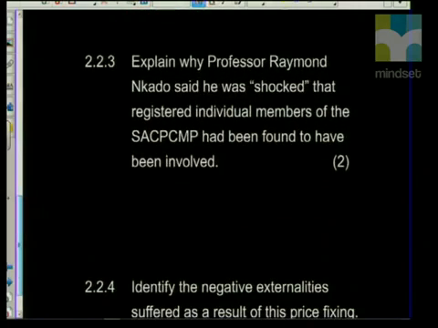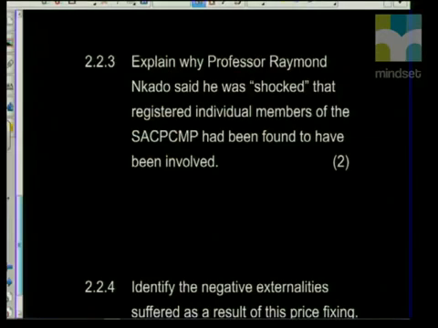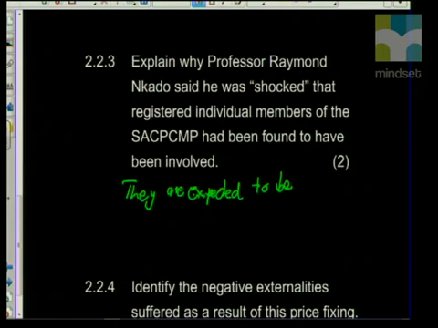2.2.3. Explain why Professor Raymond Nkadu said he was shocked that registered individual members of the SACPCMP had been found to have been involved. The important thing here is that you expect that people that belong to a professional body would be professional. And collusion is against the law of the country. So that would not be professional behavior. So I'm just going to make a note here. They are expected to be professional.